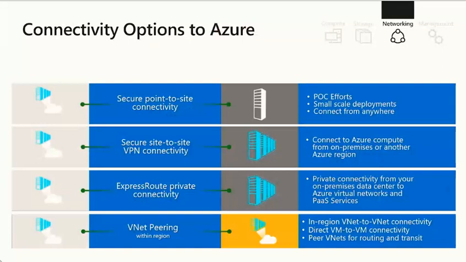Now, both point-to-site and site-to-site connections run over the public internet. They're VPNs, so that traffic is encrypted from our points to the actual Azure networks that we have inside of there. But they are going over the public internet.